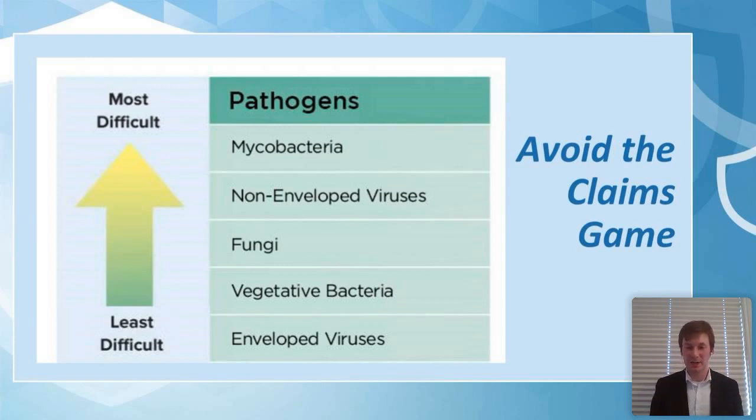So we talk about avoiding the claims game, meaning rather than focusing on the number of organisms, looking at whether or not the product is effective against a wide range of different types of organisms, and that it's effective against harder to kill organisms. For example, if it has a claim against several non-envelope viruses, we can assume that that product's also going to be effective against much easier to kill envelope viruses. Same thing with mycobacteria. We can assume that it's very likely also going to be effective against vegetative bacteria, since that's significantly lower on the hierarchy and quite a bit easier to kill.